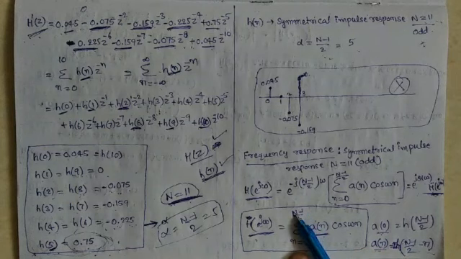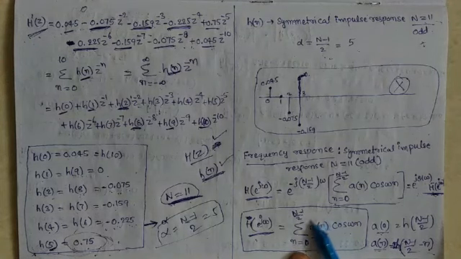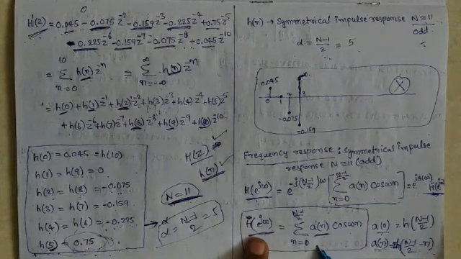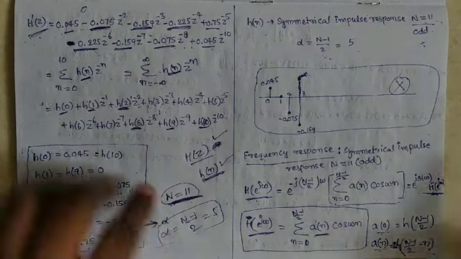Here capital N is what? 11. (N minus 1) by 2 means 5. Here, first of all, we are determining n equal to 0 to 5. We are determining the a of n values, that is a of 0, a of 1, a of 2, a of 3, a of 4, a of 5. Then we are representing h bar of e power j omega, n equal to 0 to 5.